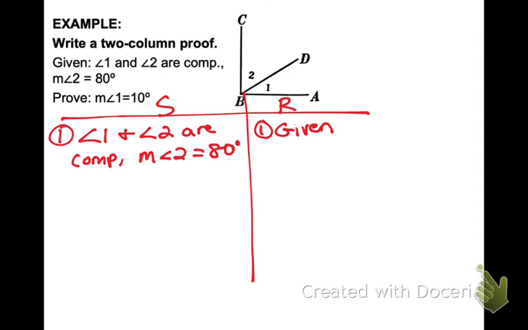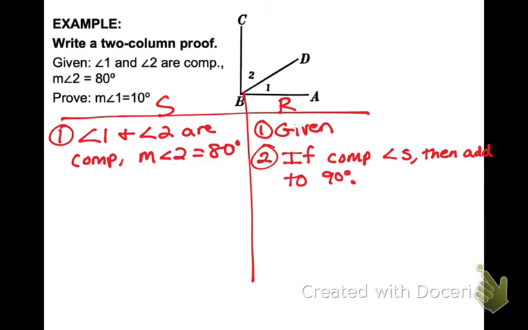Do we see any key vocabulary words? Now we do. What's the key vocabulary word? Complementary. Give me an if-then statement about complementary angles. If complementary angles, then add to 90 degrees. Okay, make sure you have that add to. Because some of you guys will just write it's 90 degrees, and that's not right. That's right angles.